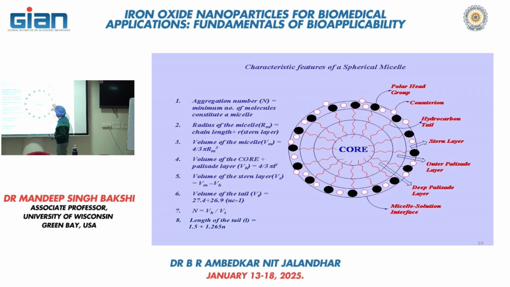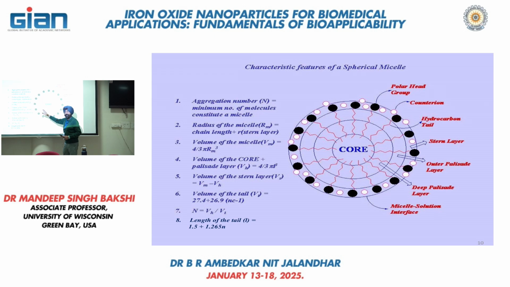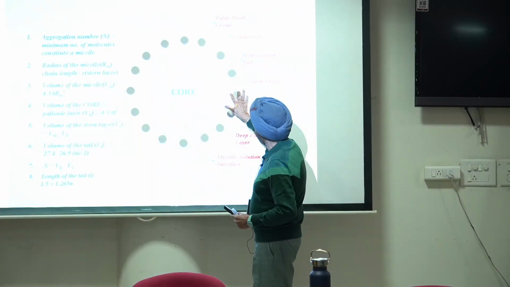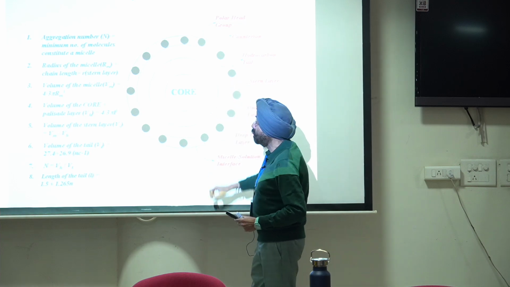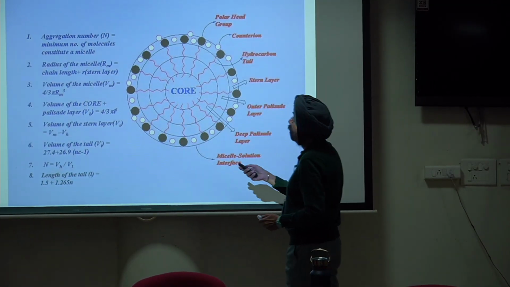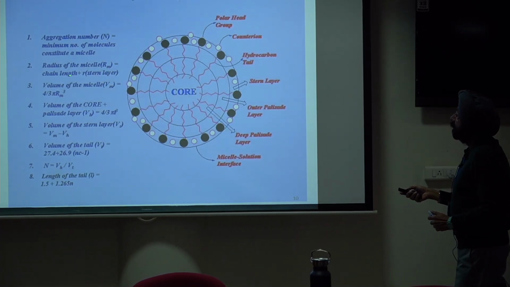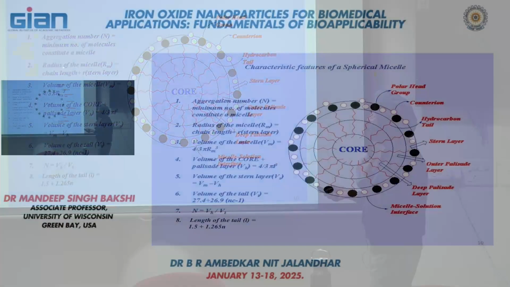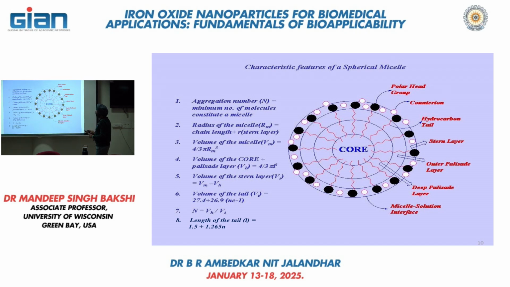The entire span is the diameter. So if you have to calculate the radius, obviously you need to know the length of the hydrocarbon tail plus the concentric area of the stern layer. So that is the radius of the stern layer, and that is the radius of the micelle. Volume of the micelle, because it is a sphere, if you know the radius, it's 4/3 pi r cubed. So you know the radius and you can calculate the volume of the micelle.